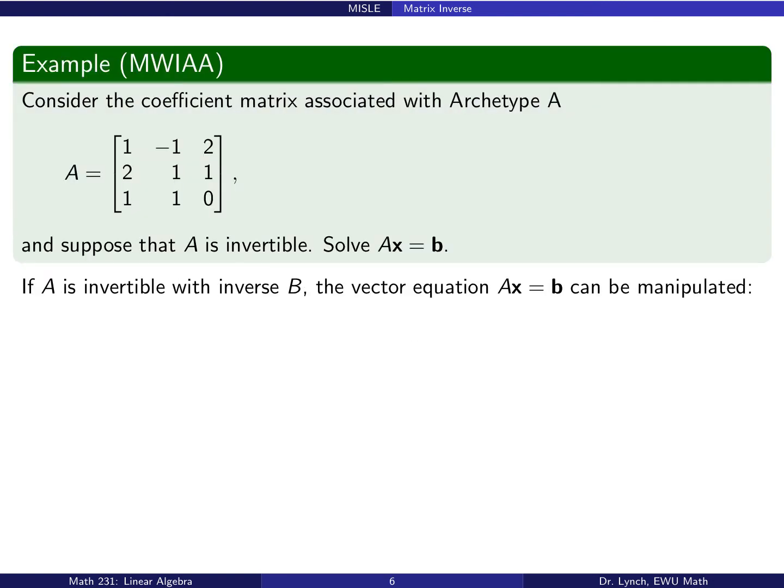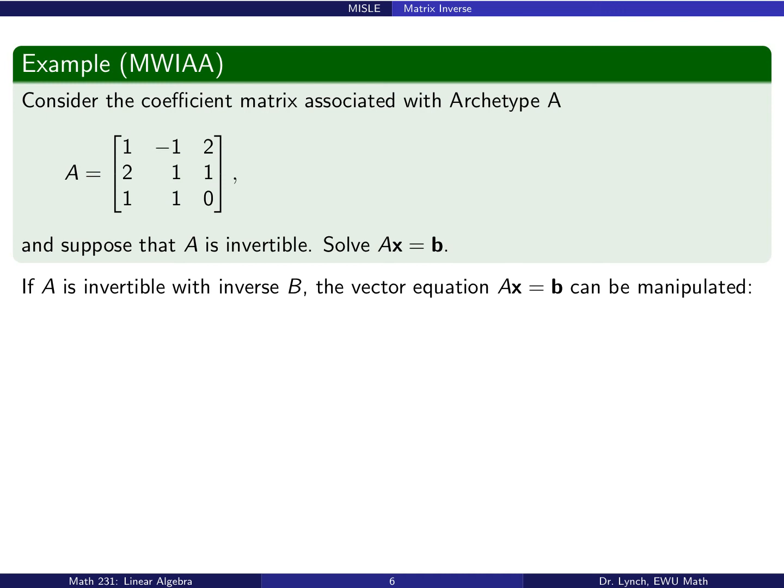Okay, so just to see that not all matrices have inverses, let's go ahead and have a look at the linear system Ax equals b for an arbitrary b and the coefficient matrix A associated with archetype A.